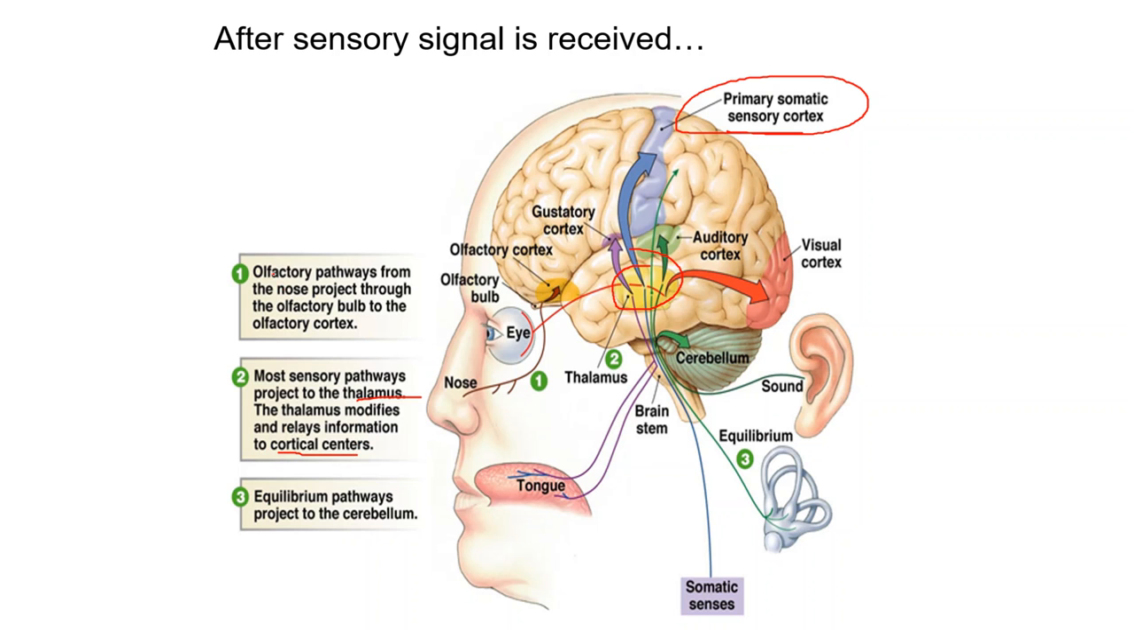Now, when we talk about olfactory pathways, we already learned this. If you remember, the olfactory pathway does not travel through the thalamus. It travels directly to the olfactory cortex, okay, through specific pathways without traveling to the thalamus. The equilibrium pathways project to the cerebellum, so also don't go through the thalamus. So remember these two exceptions for me.